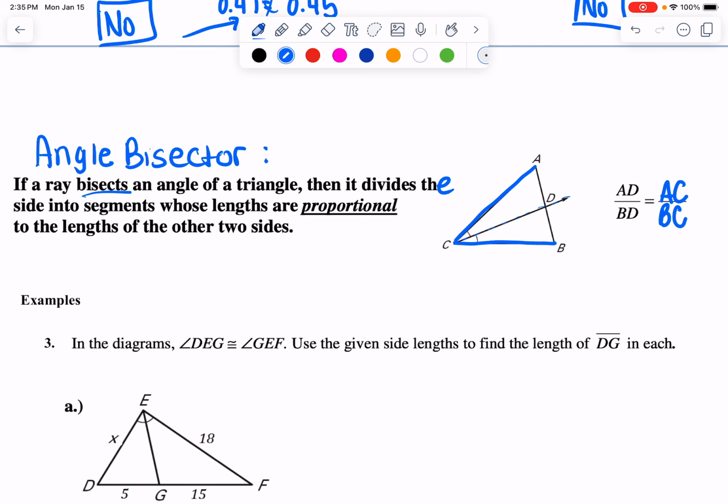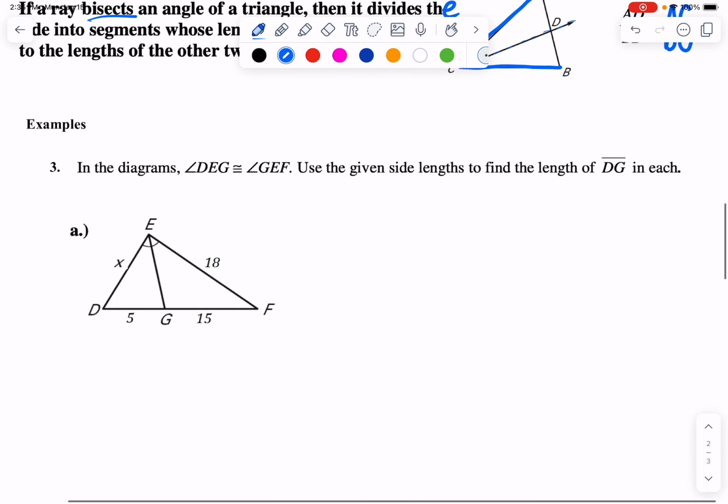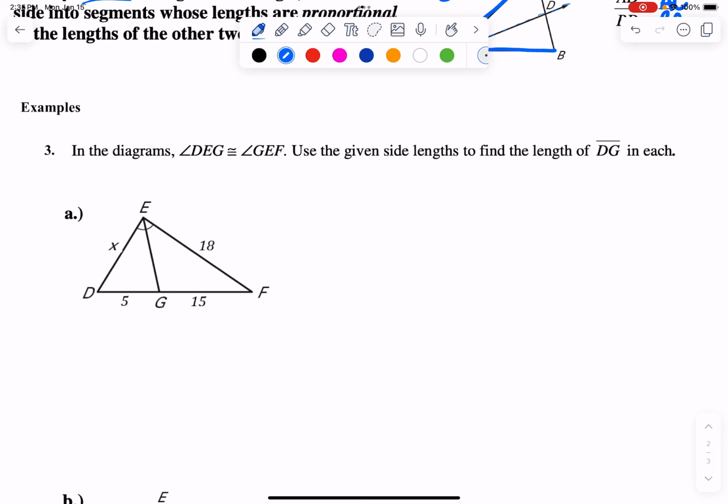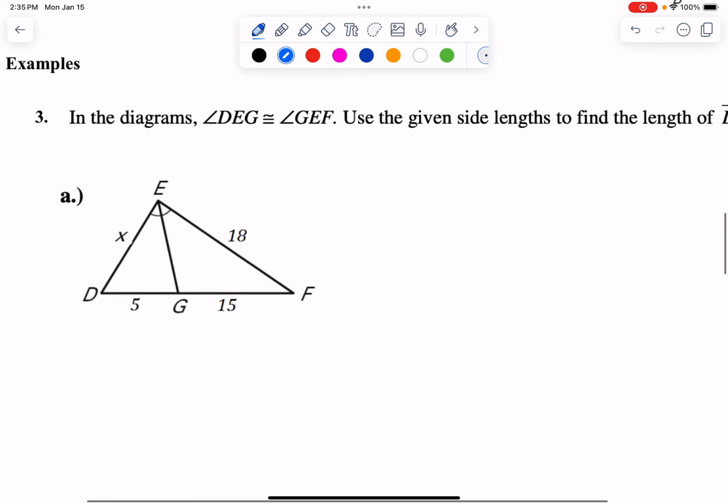So let's try a couple like these, okay? So here's what it says. In the diagram, DEG and GEF are congruent because you have an angle bisector. Use the given lengths to find the length of DG. Okay, so here's what I'm going to start off with.